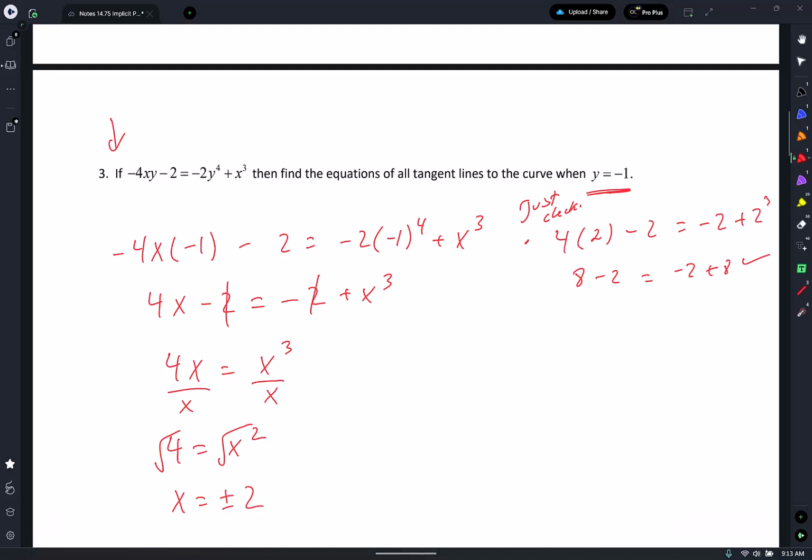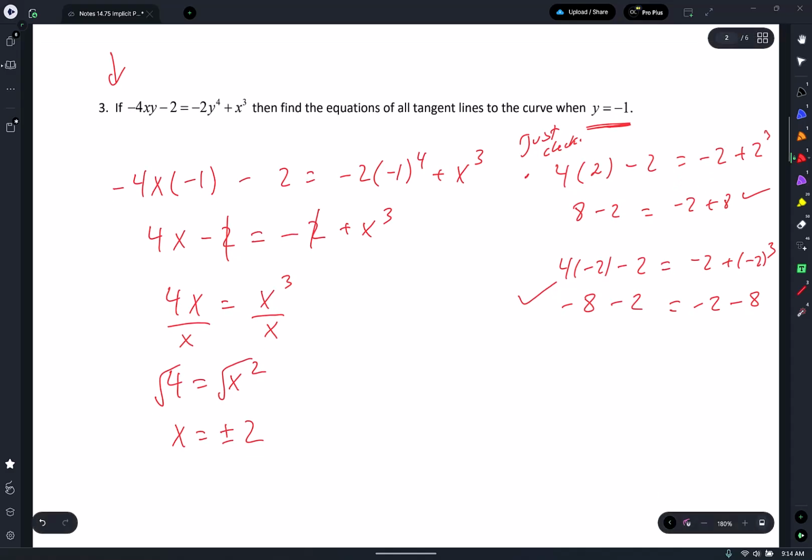Now I'm going to check the negative 2. 4 times negative 2 minus 2 equals negative 2 plus negative 2 to the third. Yeah. Negative 8 minus 2 equals negative 2 minus 8. It worked. They both work. They're valid. Cool. All right. So here are my 2 points.